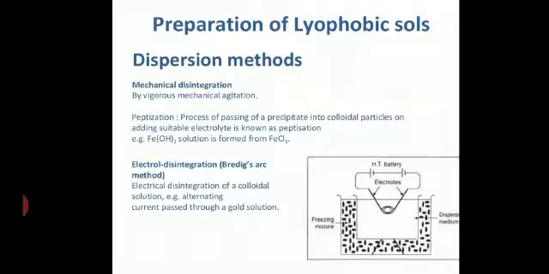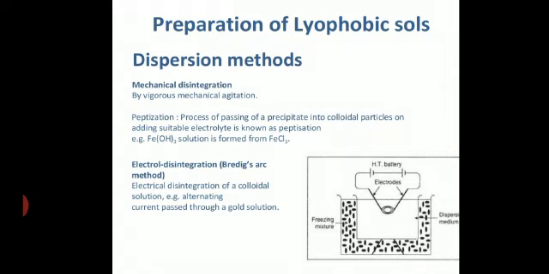For example, a reddish brown colloidal solution is obtained by adding a small quantity of ferric chloride solution to a freshly prepared precipitate of ferric hydroxide. Got it? That is called peptidization. In this way we can obtain it.